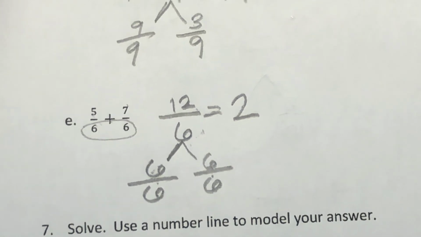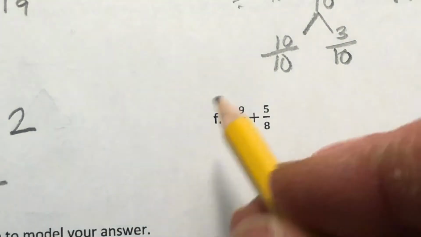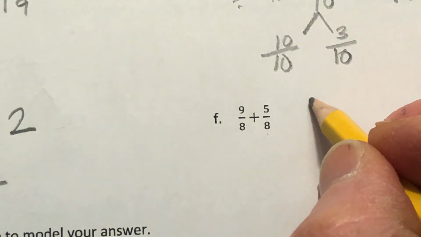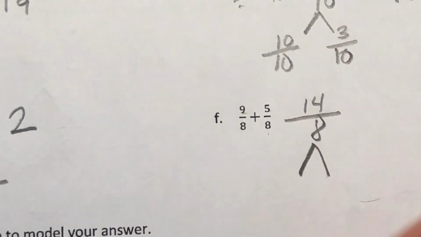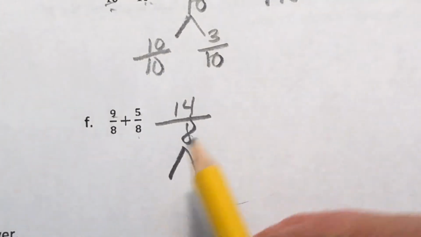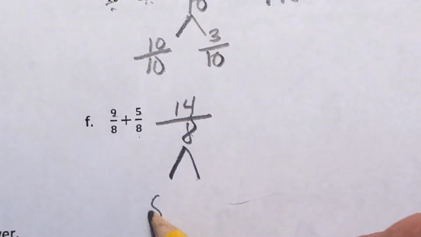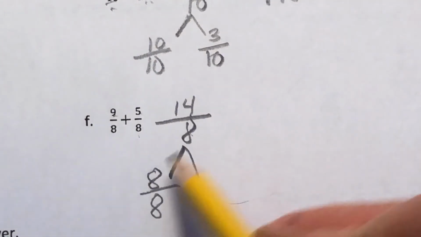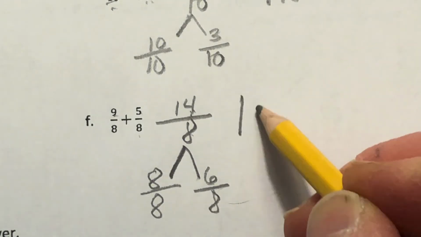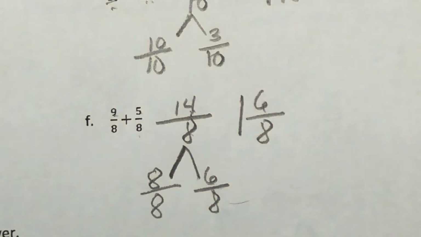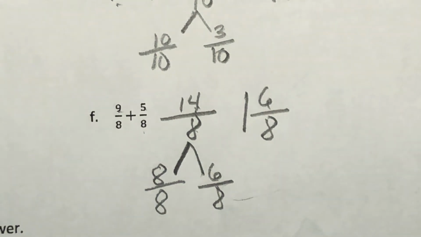Yeah, that's right. And then 9 eighths plus 5 eighths. Isn't that 9 plus 5 equal to 14 eighths? So 8 goes in, well, what's 1 is 8 eighths. How many left over? 6 eighths, right? So this would be 1 and 6 eighths. Okay.